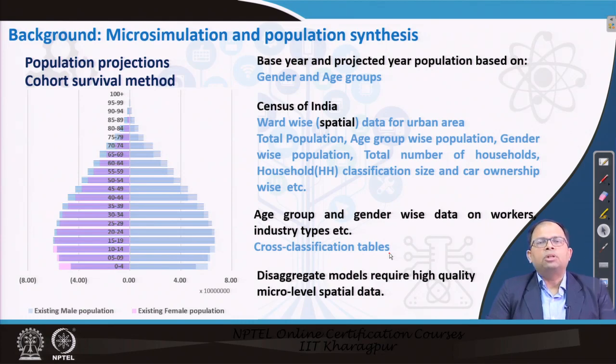Disaggregate models are called disaggregate because they can be used for taking an individual and, based on his characteristics, his household characteristics, or other characteristics, we can predict the outcome. So, disaggregate models require very high quality micro level and also spatial data. This kind of data is not available from the census. But as we can see, not only for population projection methods but also for other kinds of models, we require a lot of data which is at a micro level and very, very disaggregated.